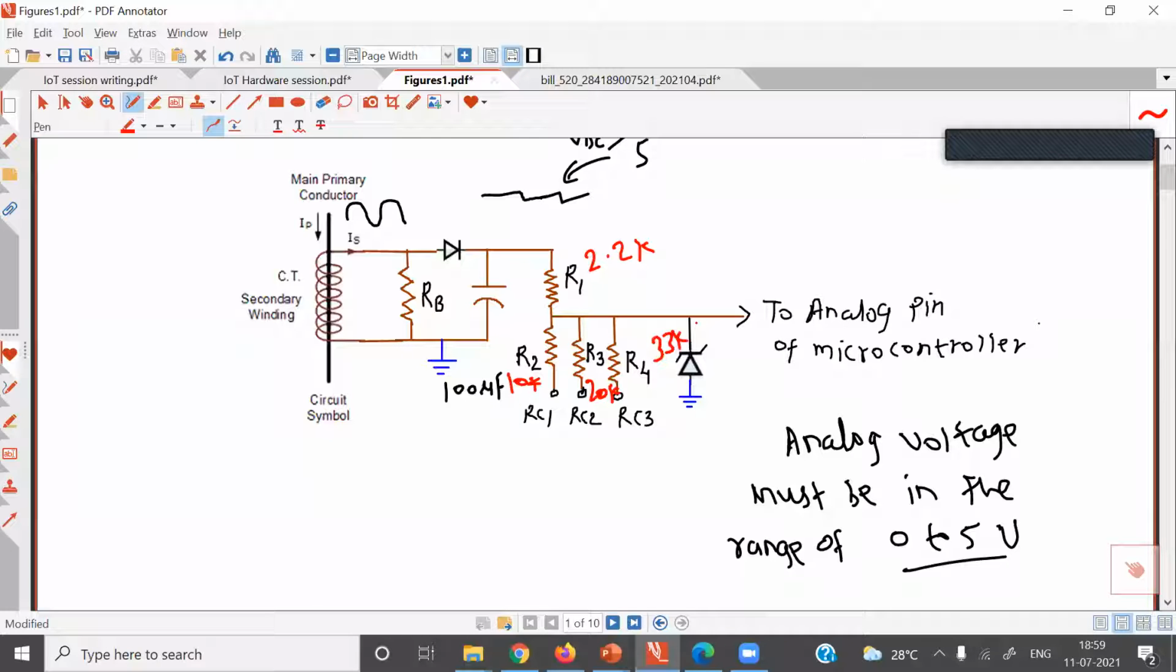Example I have taken. We require here Zener diode, and voltage rating of the Zener diode must be 5.1 volt. So this Zener diode prevents voltage exceeding 5.1 volt. The reason is, if analog voltage on microcontroller port pin is greater than 5.5, your program will not run properly. Software running on the microcontroller will hang up. So program execution will be halted.